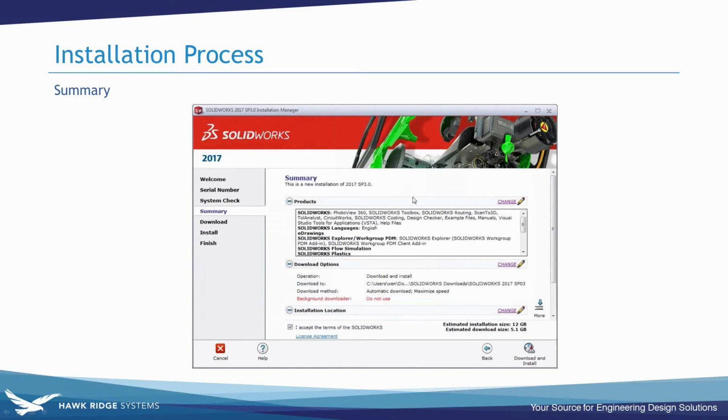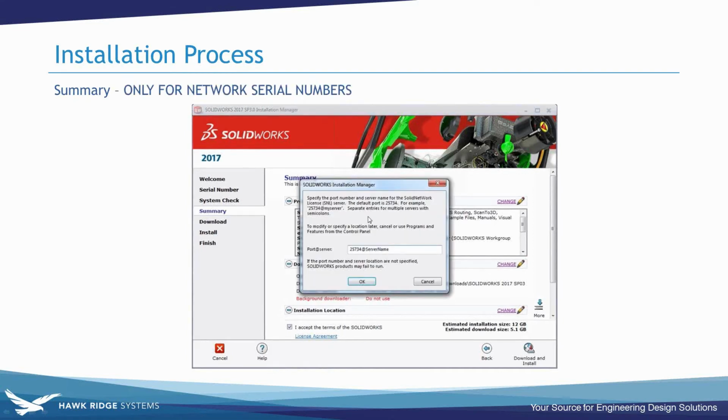So once you go back to the summary page and everything looks how you want it, all you need to do is select I accept the terms of the SolidWorks, select download and install. Now this is only for network serial numbers. If you have a network serial number, you'll be asked to add a port number and a server name. So the port number by default for SolidWorks is 25734, but that is editable, but usually most people leave it as 25734. Once you add that, just put @ and then your server name and select OK.